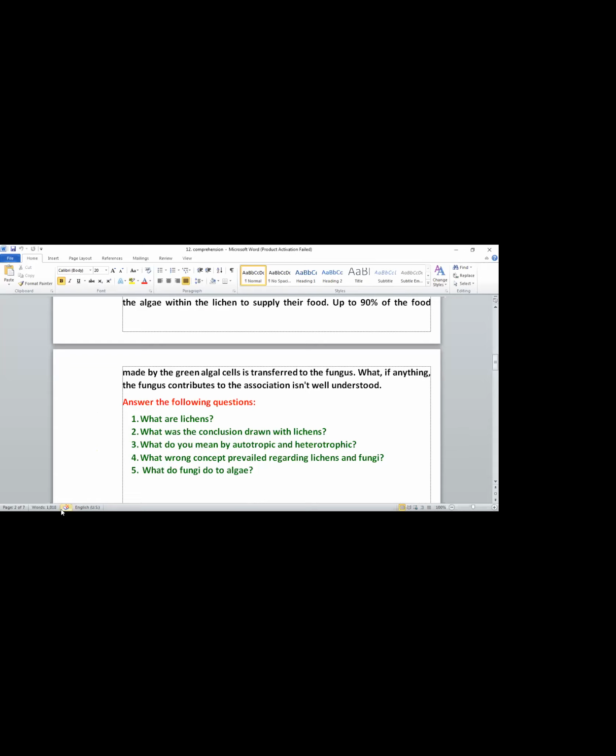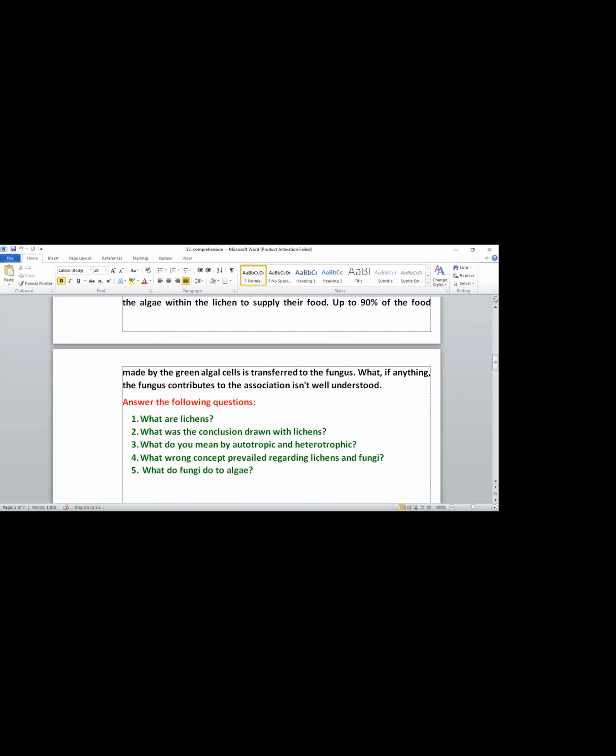So, the first thing is, all these questions have started with what? It means these questions want specific information. What are lichens? Once you see this, you come to know this is all about biology, or science. What was the conclusion drawn with the lichens? When you read, you have to focus on somewhere where the conclusion is made.